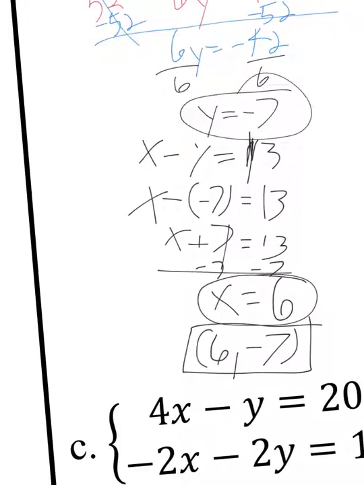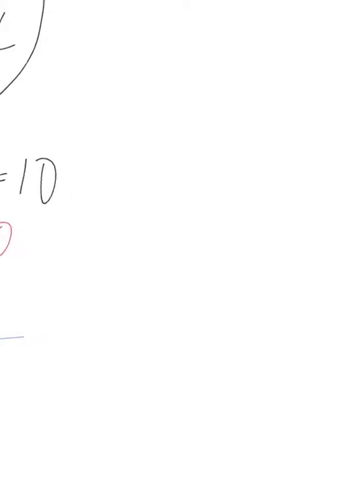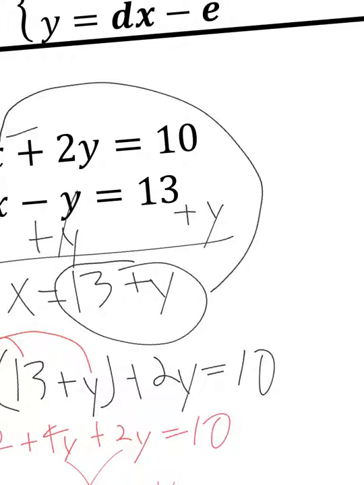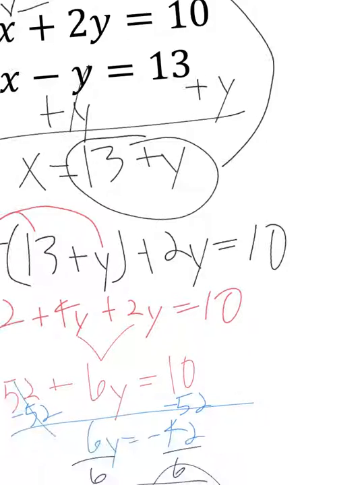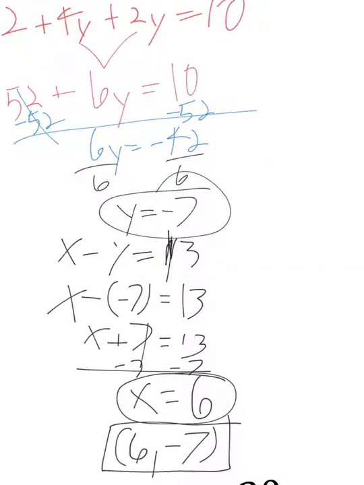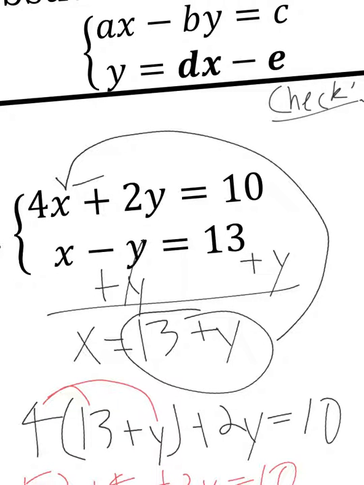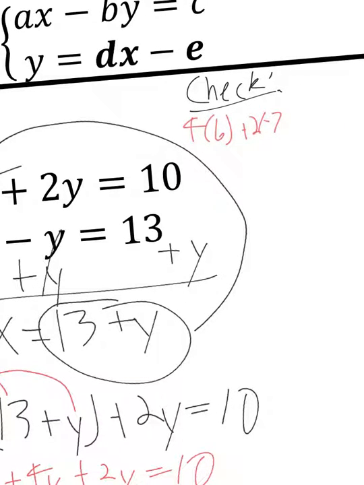You don't have to go back and check, but this is an instructional video. So I'm going to check, and I'm going to plug both numbers into the other equation I didn't use. So we had 6 for x and negative 7 for y. 4 times 6 plus 2 times negative 7, does that equal 10?